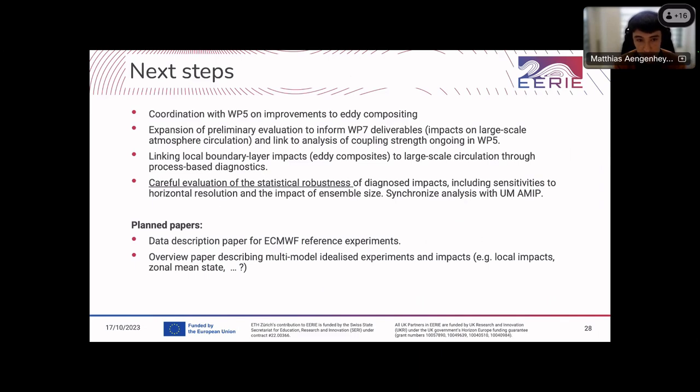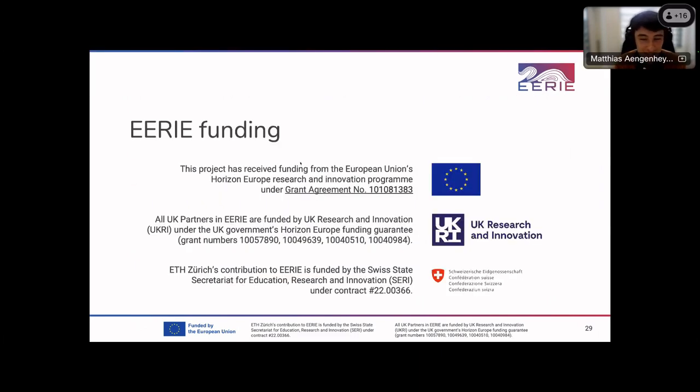We're working on warm conveyor belts, but perhaps also the work in Reading could fit in quite well here to give us some answers on these questions. So yeah, we're working on the data description for the reference experiments and then also for the idealized experiments, which should be finalized relatively soon. So we're also very excited about that. So we are very happy for EERIE to fund this work.